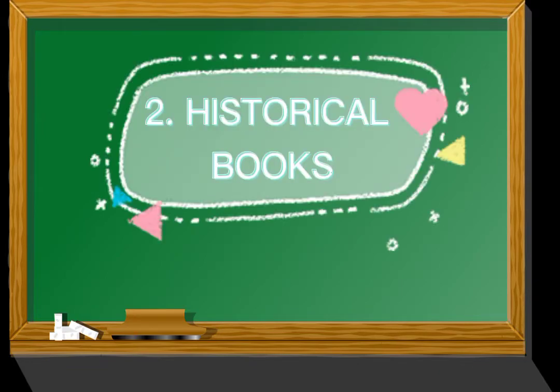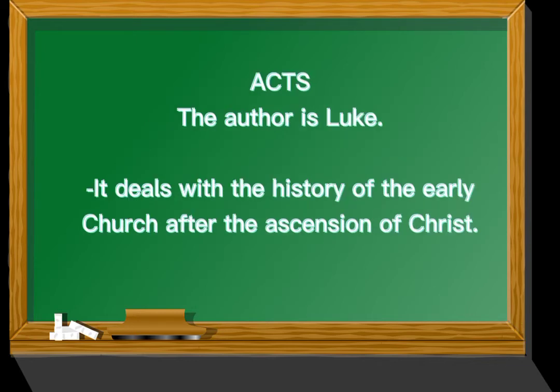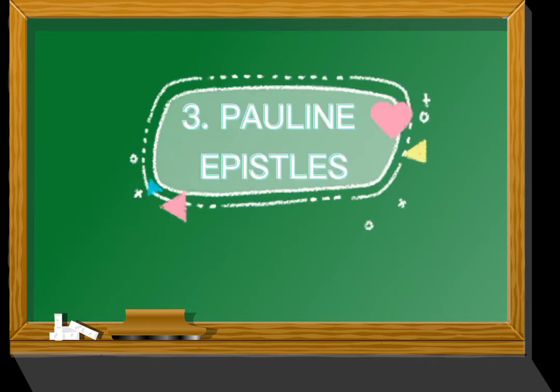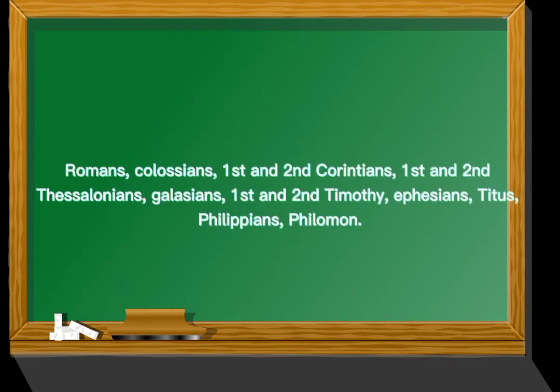2. Historical books. Describes the church history and development following Jesus' ascension. It's just 1 book, and it's called Acts. The author is Luke. It deals with the history of the early church after the ascension of Christ. 3. Pauline epistles. Paul wrote 13 letters to groups and to individuals to address various issues that occurred among them. They are as follows: Romans, Colossians, 1st and 2nd Corinthians, 1st and 2nd Thessalonians, Galatians, 1st and 2nd Timothy, Ephesians, Titus, Philippians, Philemon.